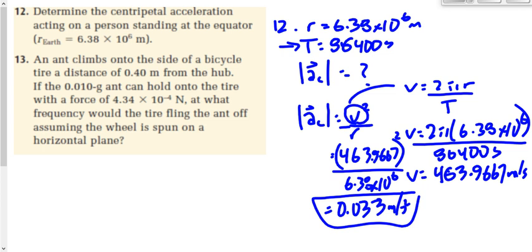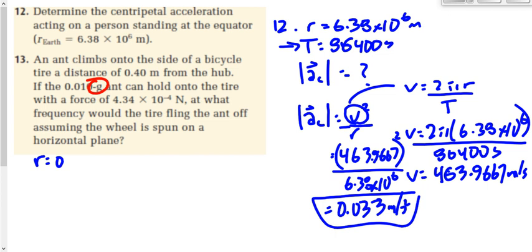13, an ant climbs onto the side of a bicycle tire at a distance of 0.4 meters from the hub. The 0.010 gram ant can hold onto the tire with a force of 4.34 times 10 to the negative 4. At what frequency would the tire fling the ant off?